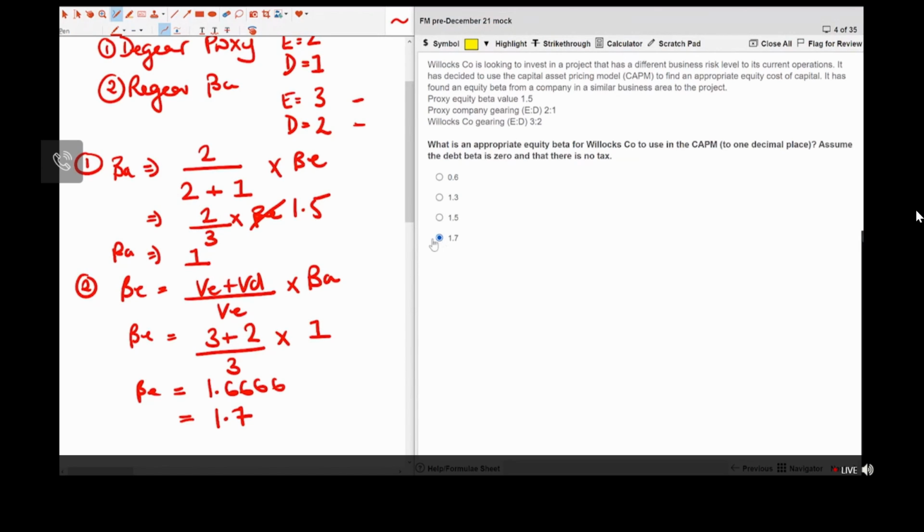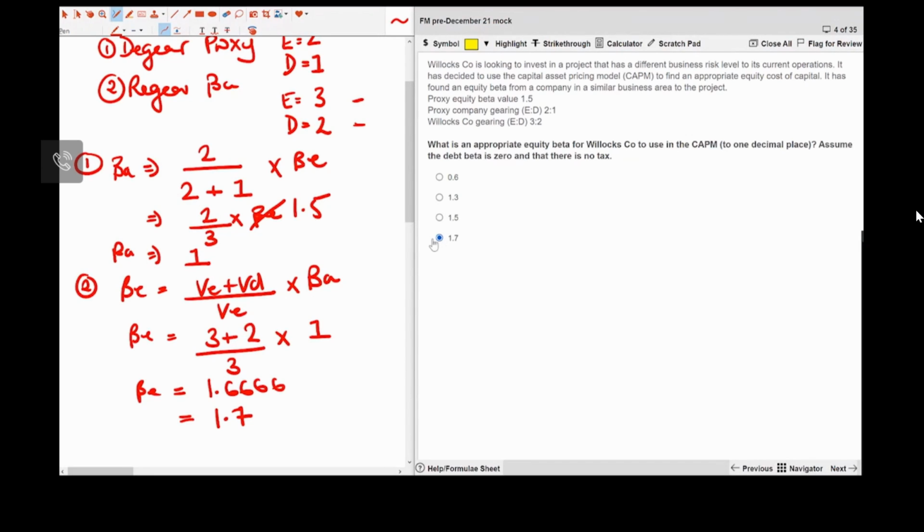1.7. So let's just discuss those distractors. 0.6 would be the answer if you'd done part 2 wrong, if you hadn't reversed the formula. So you times the beta A by 3 over 5 instead of 5 over 3. And the 1.3 would be the answer if you'd got debt and equity mixed up. And then 1.5 is just the proxy equity beta value, and you hadn't done any de-gearing or re-gearing.